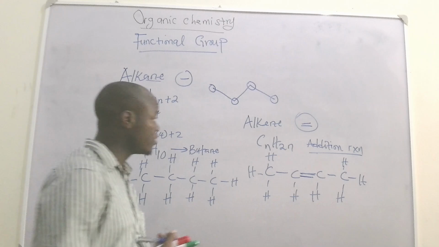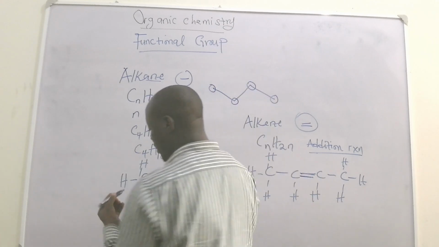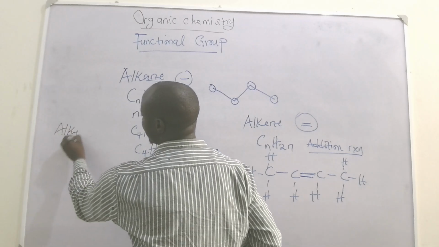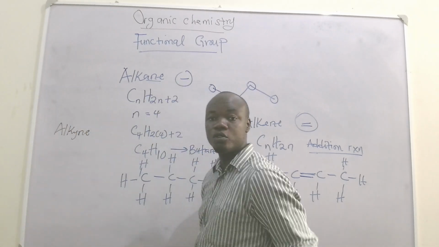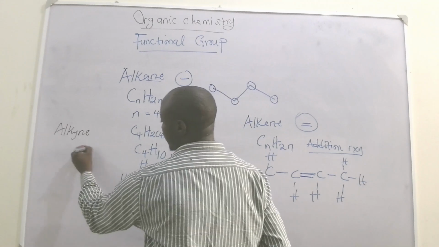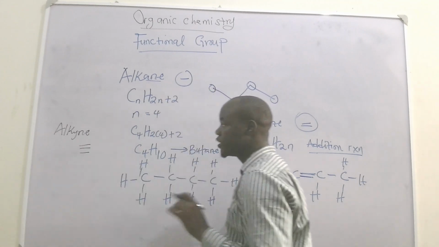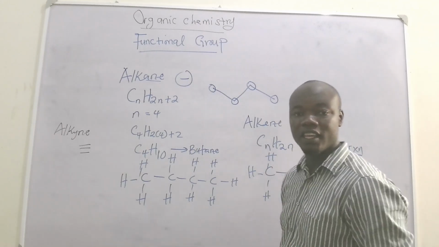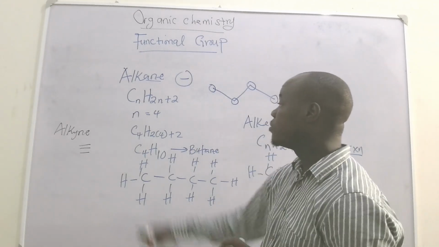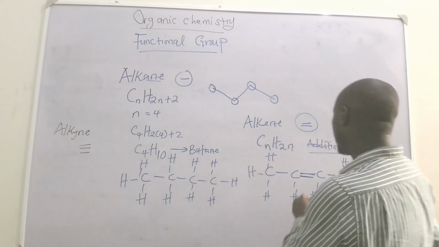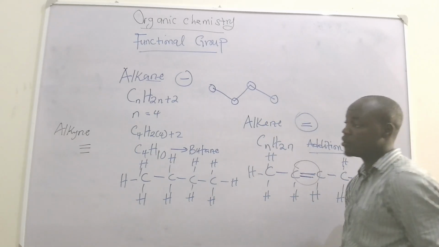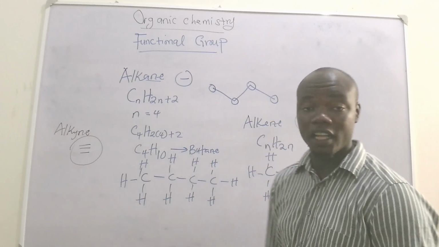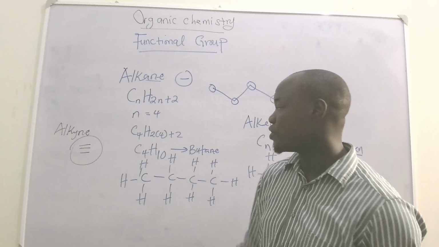And of course, we have alkynes. Alkynes also have their own functional group, the triple bond. So the functional group for alkanes is the single bond: across all the carbons in alkanes, they have single bonds. But alkenes have at least one double bond, and alkynes have at least one triple bond.